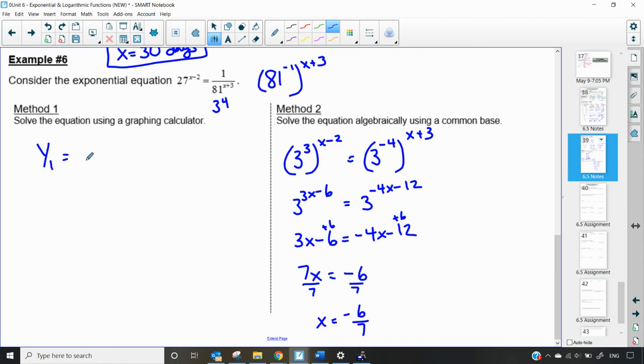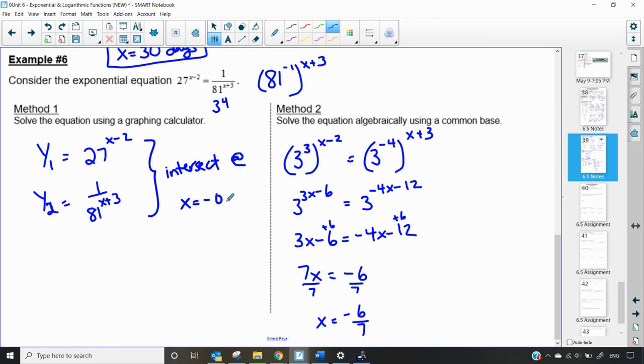But again, putting this in our calculator, we had y1 as 27 to the x minus 2. We had y2 equal to 1 over 81 to the x plus 3. We intersected at x equals negative 0.86, which, using the newer calculators, we can find out to be exactly negative 6 over 7.